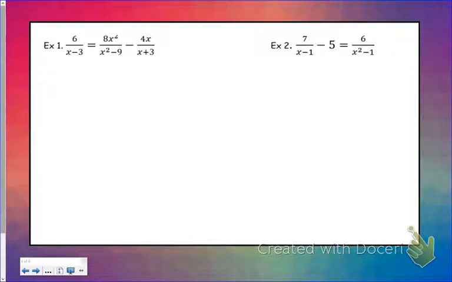Now, either of those methods can work. It's up to you to pick which one you think is going to be best for the problem that you have. If you want to use some sort of combination of them, you can.